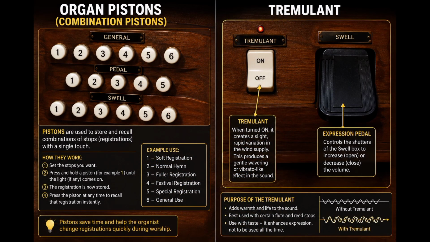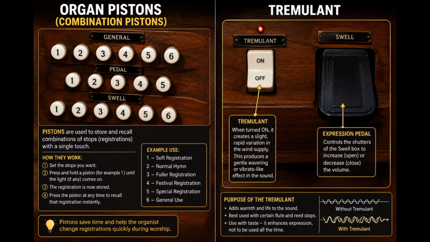Part 12. Combination pistons. Many modern organs also have combination pistons. These are buttons that allow the organist to store and recall particular registrations. For example, one piston might be programmed for a soft accompaniment. Another might provide a fuller hymn registration. Another might activate an even more powerful combination. This is extremely useful during worship services and concerts because the organist can change registration quickly without manually adjusting every stop.